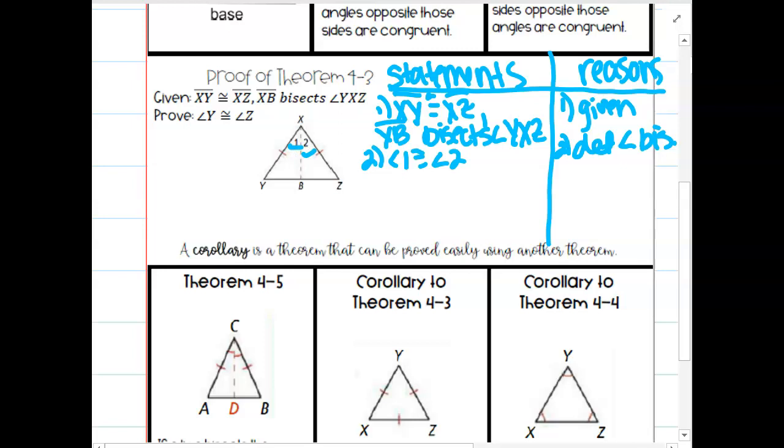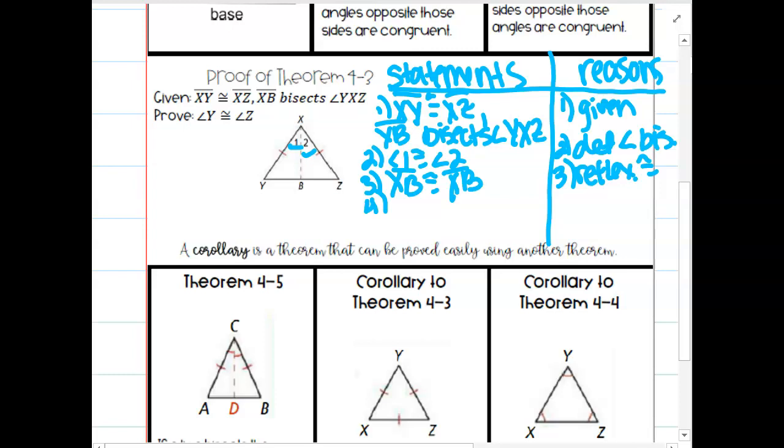Do I have another side? What's my other side? Yeah, XB, right? I know that XB is congruent to XB. How do you know that XB is congruent to XB? Reflexive property of congruence. So guess what?